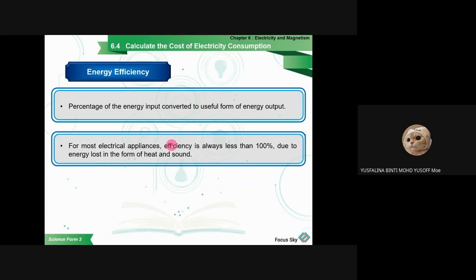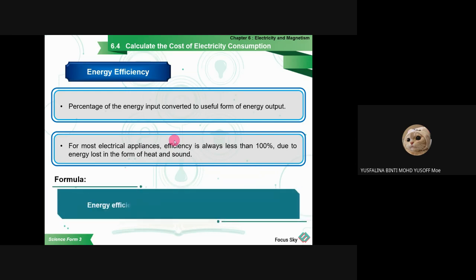Even if you give 200 joule to your refrigerator, you will not get 200 joule of energy output to cool it down. It must be less than that, so of course it cannot be 100%. So this is the formula to calculate the energy efficiency. For the transformer, we calculate efficiency using power: output power divided by input power times 100.